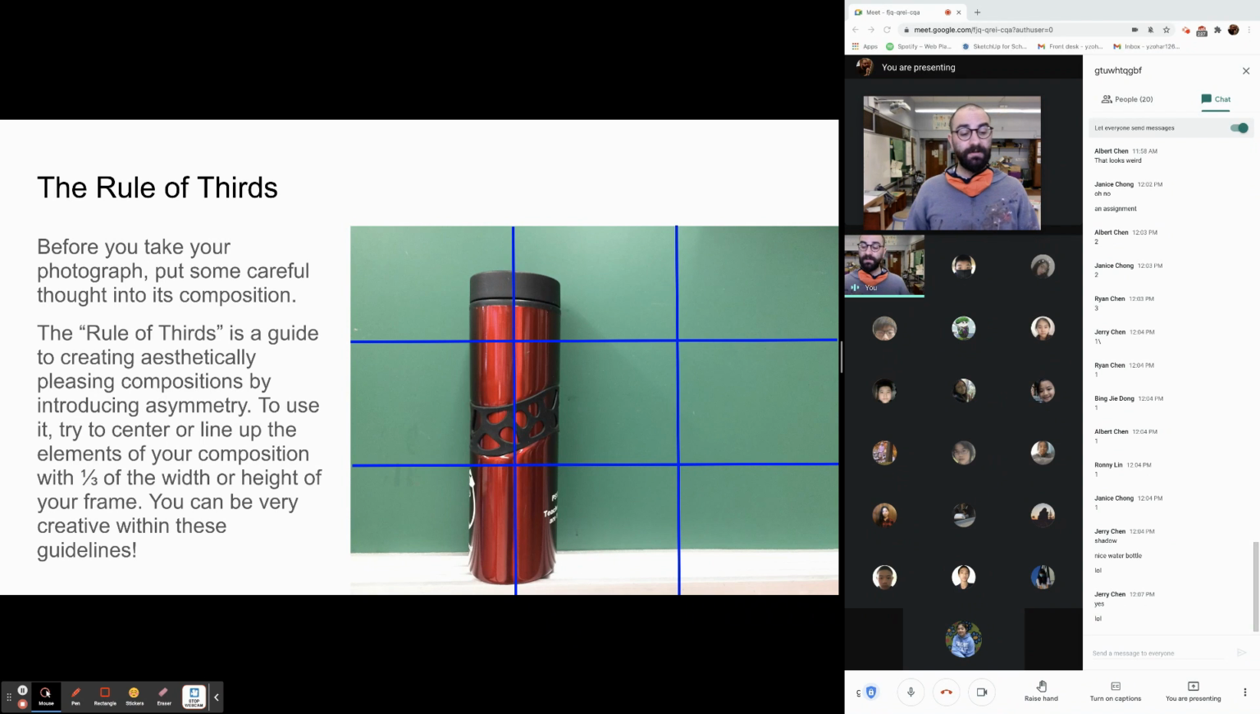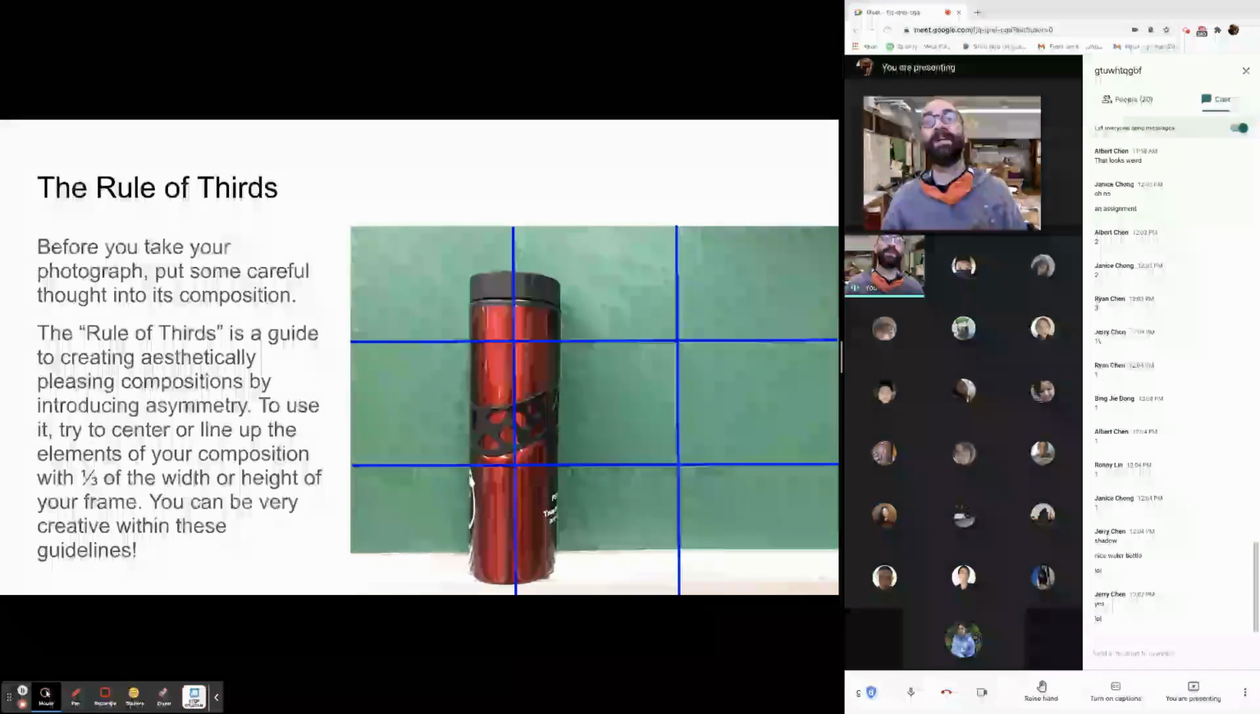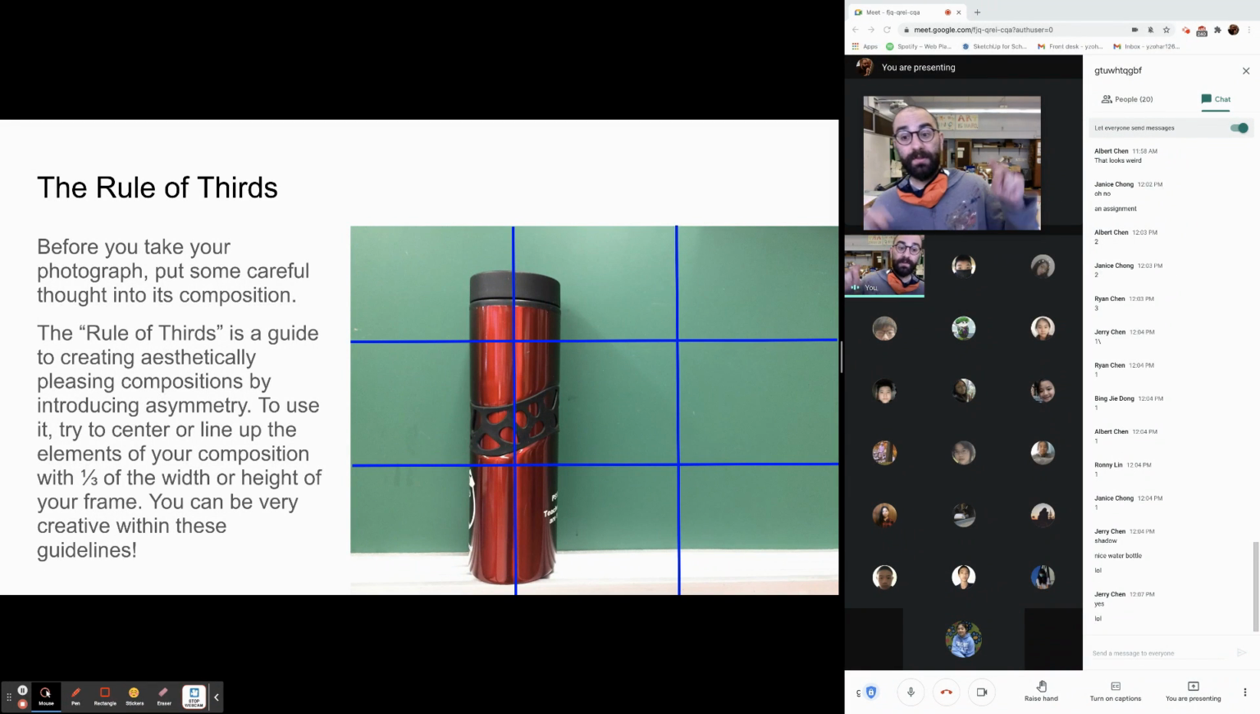Before you take your photograph, put some careful thought into its composition. The rule of thirds is a guide to creating aesthetically pleasing compositions by introducing asymmetry. To use it, try to center or line up the elements of your composition with the one-third of the width or height of your frame. You can be very creative within these guidelines. And by the way, whenever you are given compositional rules like the rule of thirds, those rules are there to be broken. I want you to see how you can experiment with different compositions to try to get something that is maximally interesting. Although I do ask you to try to experiment with the rule of thirds for this assignment.